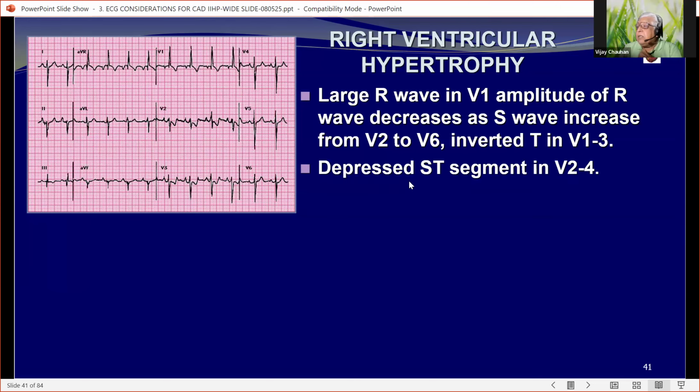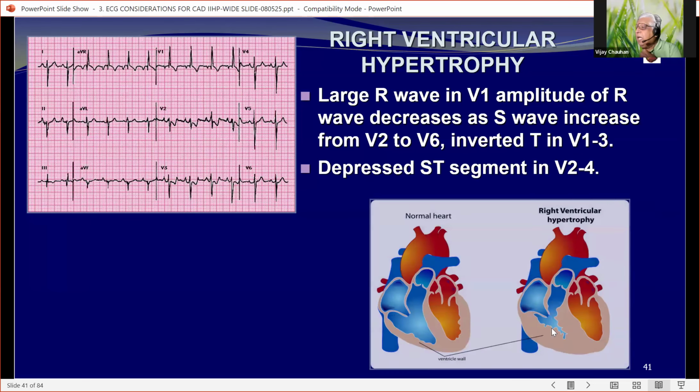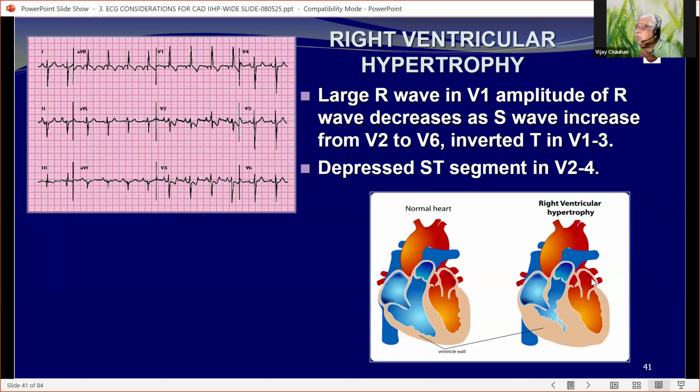So here there is depressed ST segment in V2 to V4, and we can see these two diagrams depicting the heart. Here it is a normal heart. If you see, the left ventricular wall is 3 times thicker than the right ventricular wall, because the right ventricle has to push the blood to the lungs only, so it doesn't have to generate much force. But the left ventricle pushes the blood through the aorta to the whole body, so it requires generating much bigger force.